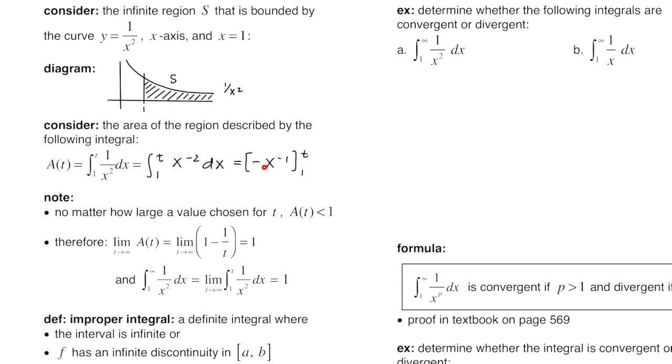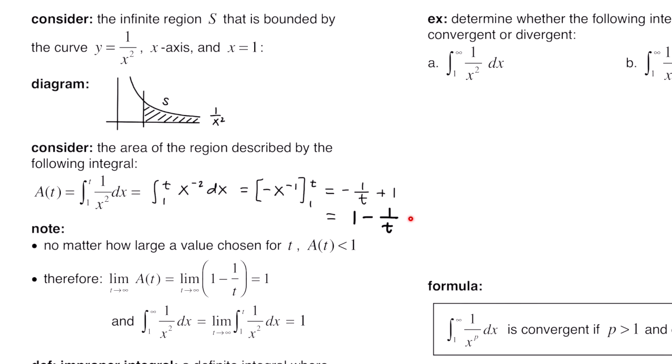And now we're going to evaluate this at t minus evaluate it at positive 1. So since it's x to the negative 1, we want to think of that as 1 over x. We plug in t, so we get negative 1 over t. And then we subtract plugging in 1, but when we plug in 1, it's just 1 over 1, but it's negative. So then negative becomes positive 1. And we can rewrite this as 1 minus 1 over t.